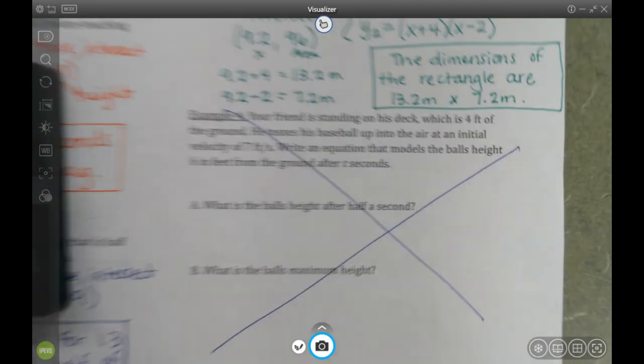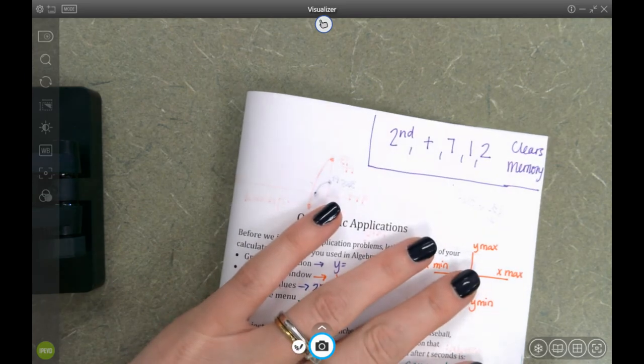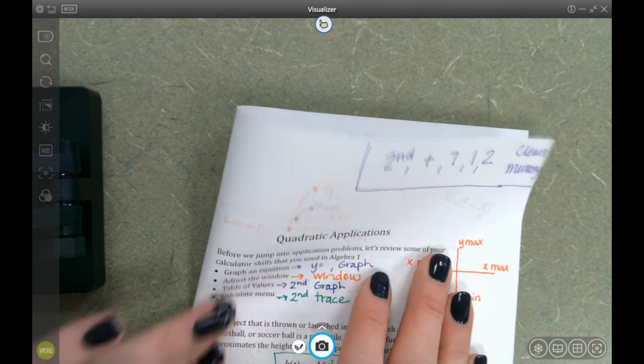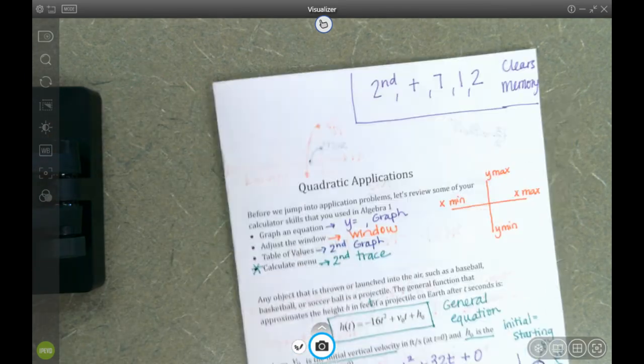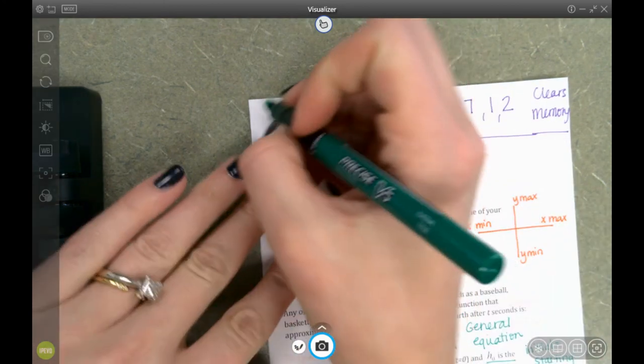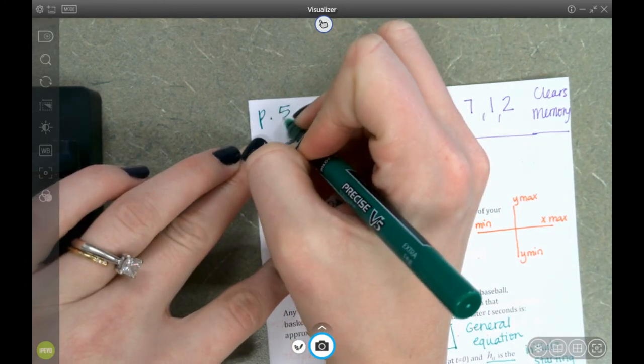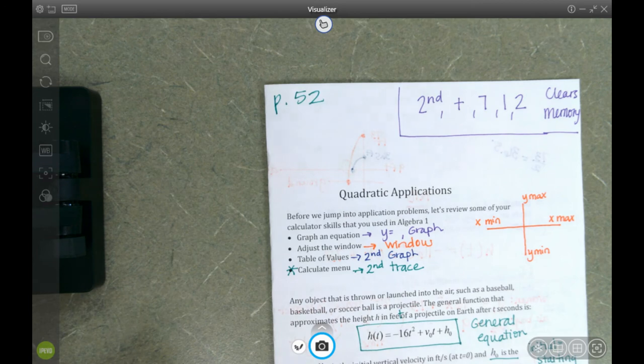So this page is going to fold and go in on page 52 in your notebook. All the other things in your notebook can go on page 53. I'll show you what mine looks like. Yours doesn't have to look just like mine.